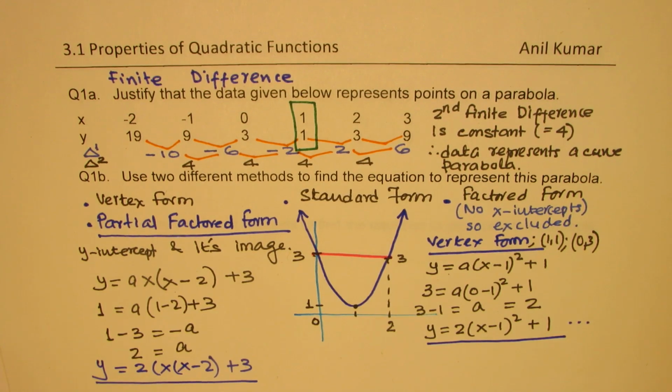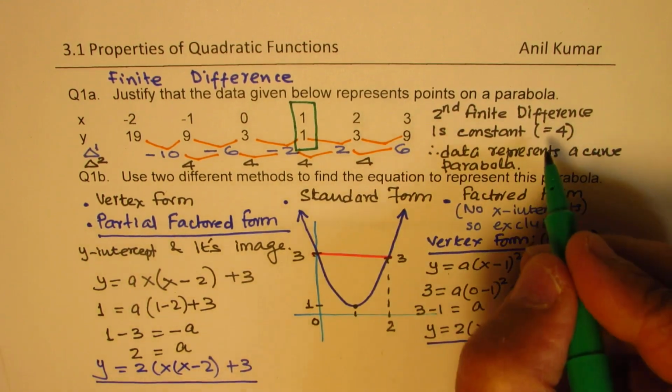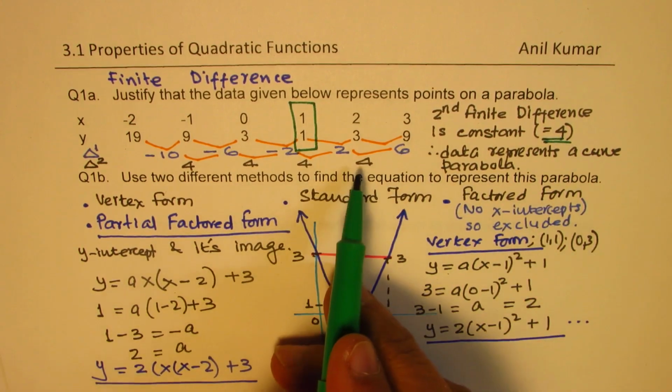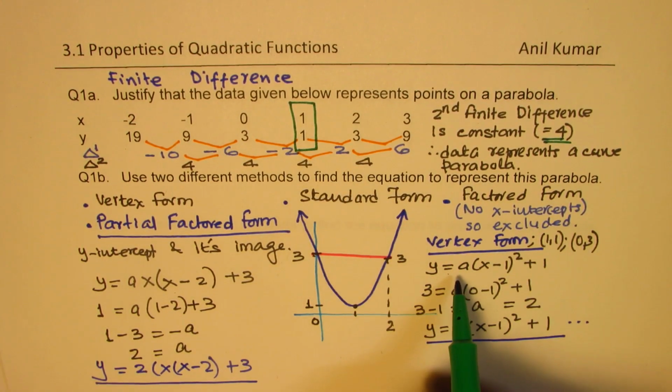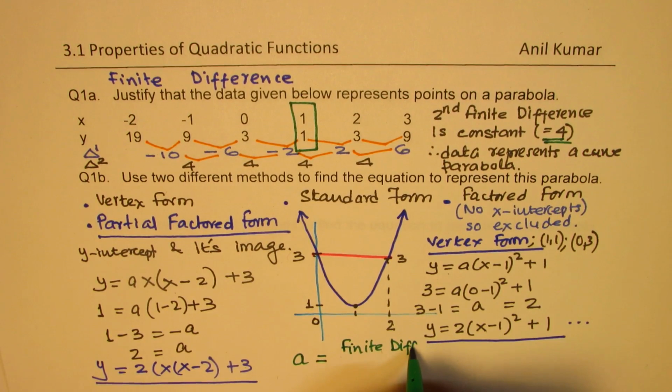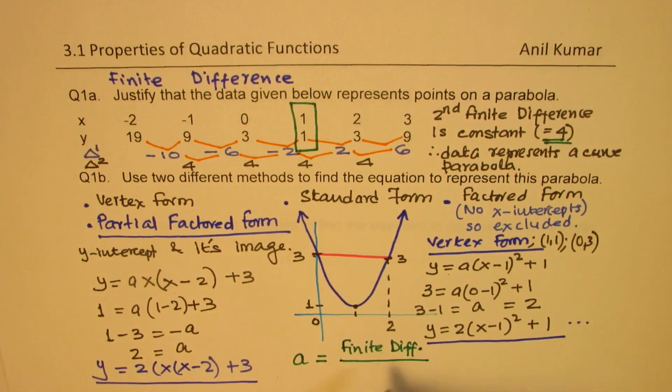Correct? Now let me also share one more thing, which is we found that a is 2 and the finite difference was 4, right? There is a relation which relates the finite difference with the leading coefficient a, and that's very important to understand. So a is basically equal to whatever you get as your finite difference divided by 2 for a parabola, right?